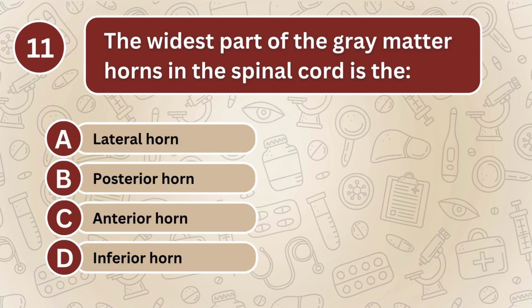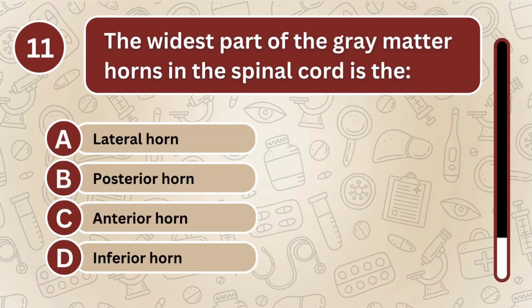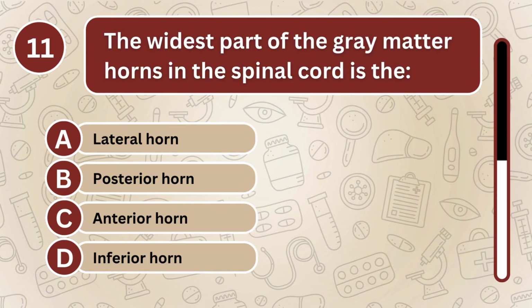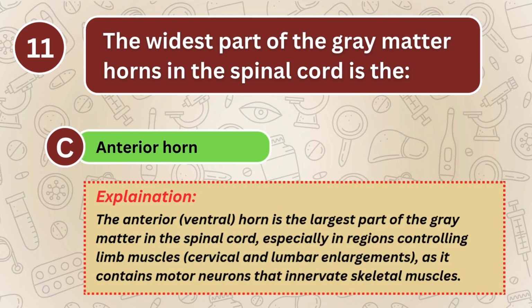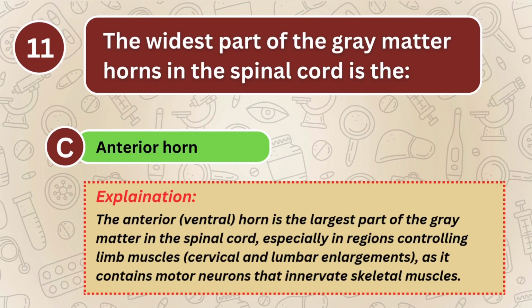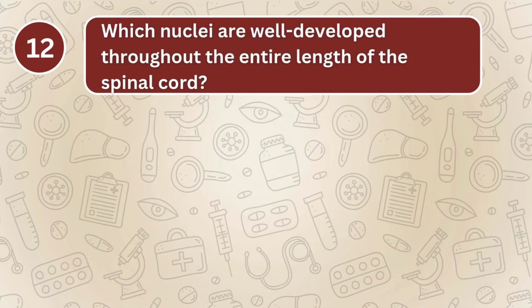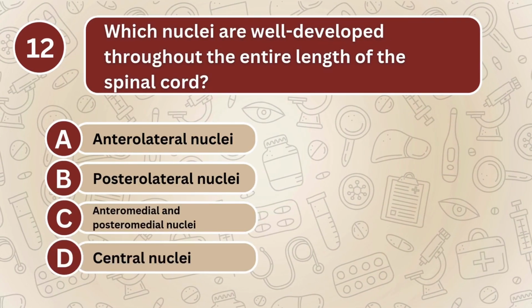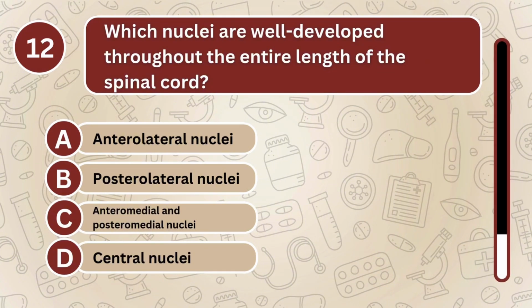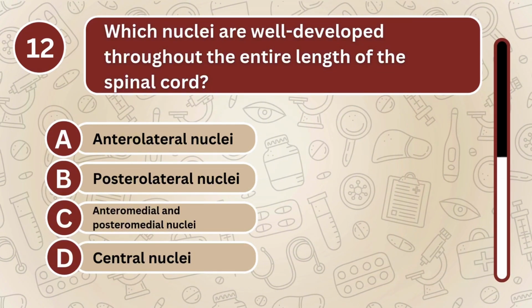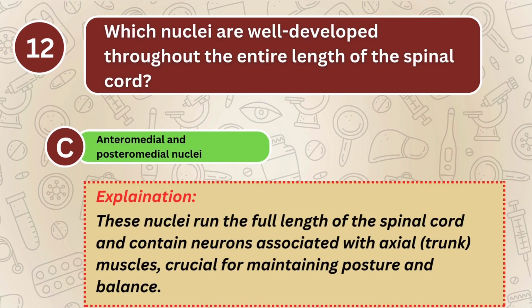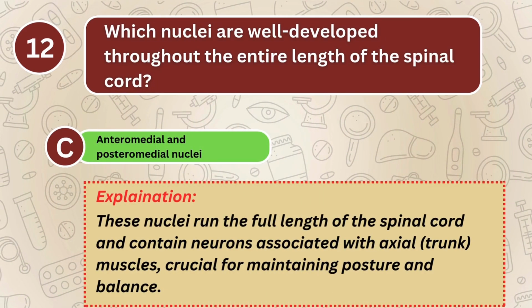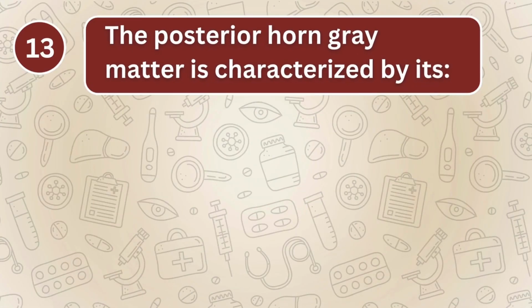The widest part of the gray matter horns in the spinal cord is... it's C. Anterior horn. Which nuclei are well developed throughout the entire length of the spinal cord? Correct answer is C. Anteromedial and posteromedial nuclei.